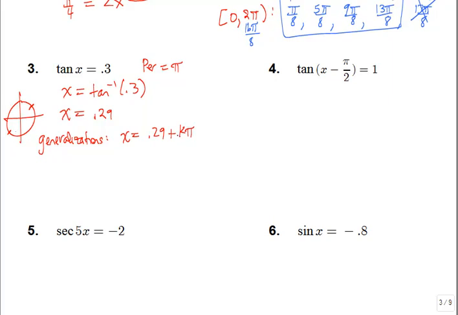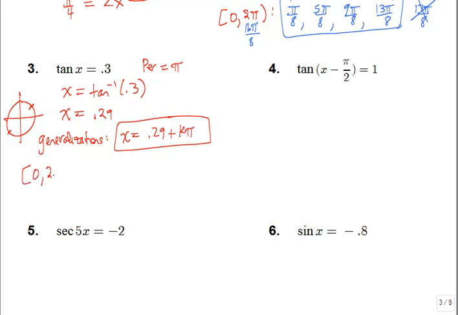It would be redundant to find that answer and add a k pi onto it and list both of them, because then you're going to be repeating solutions. So we only need to find one of the answers in quadrant 1 and add in our k pi to get all possible values. So here's what our generalizations would be.